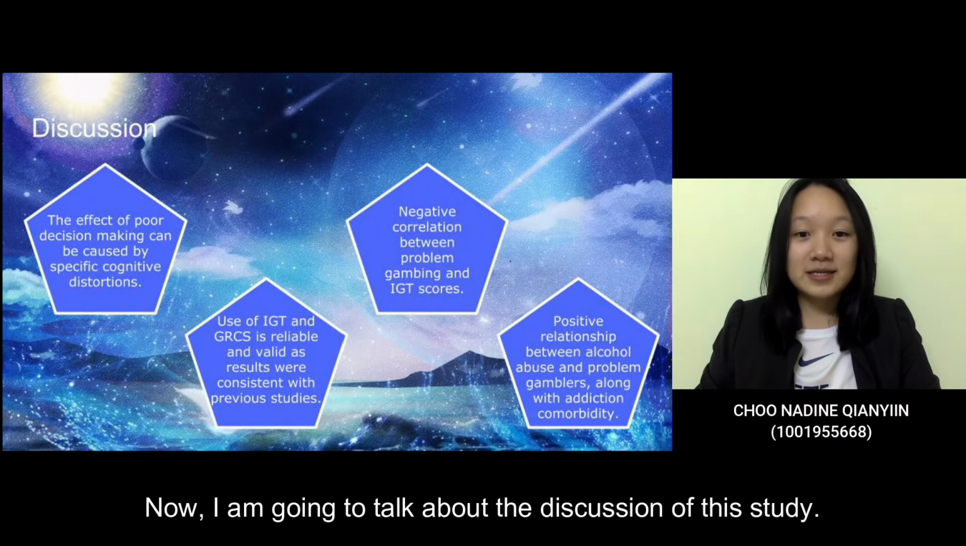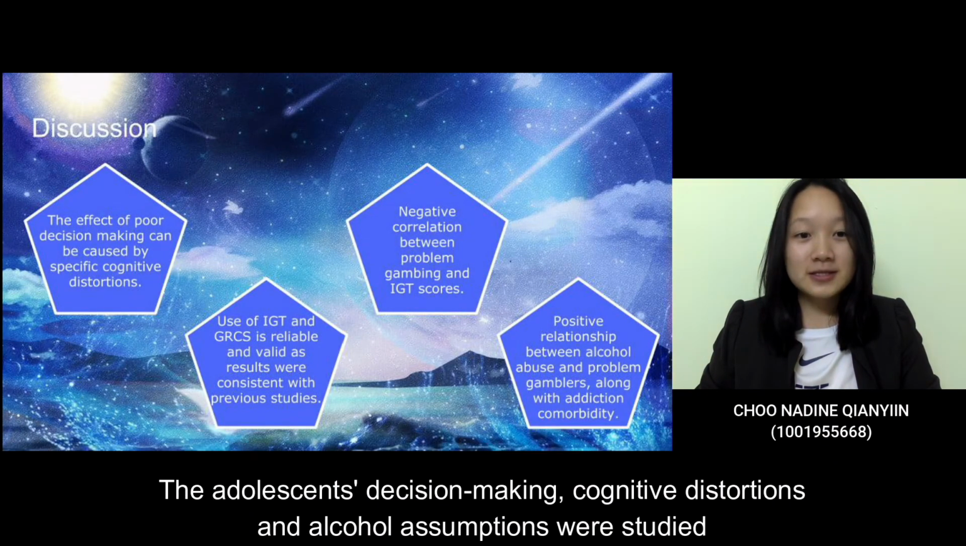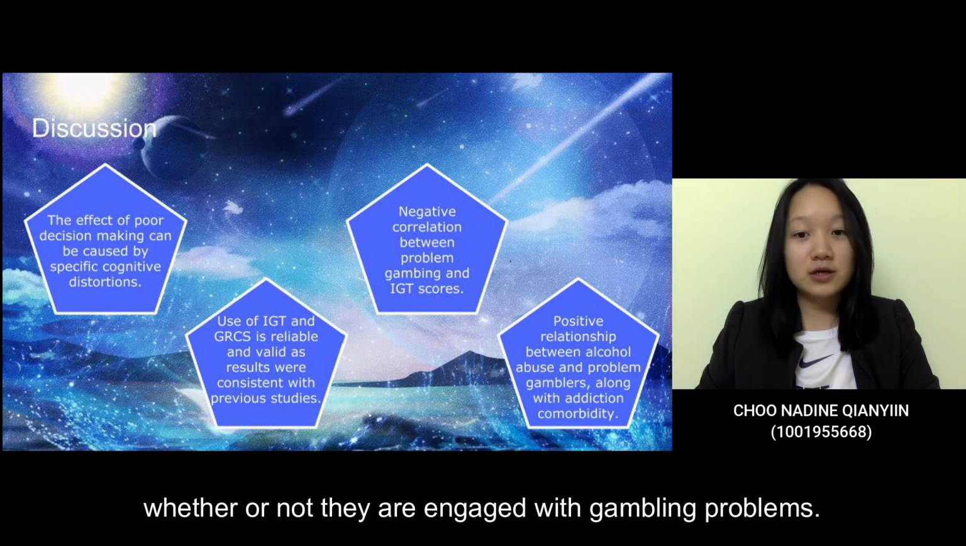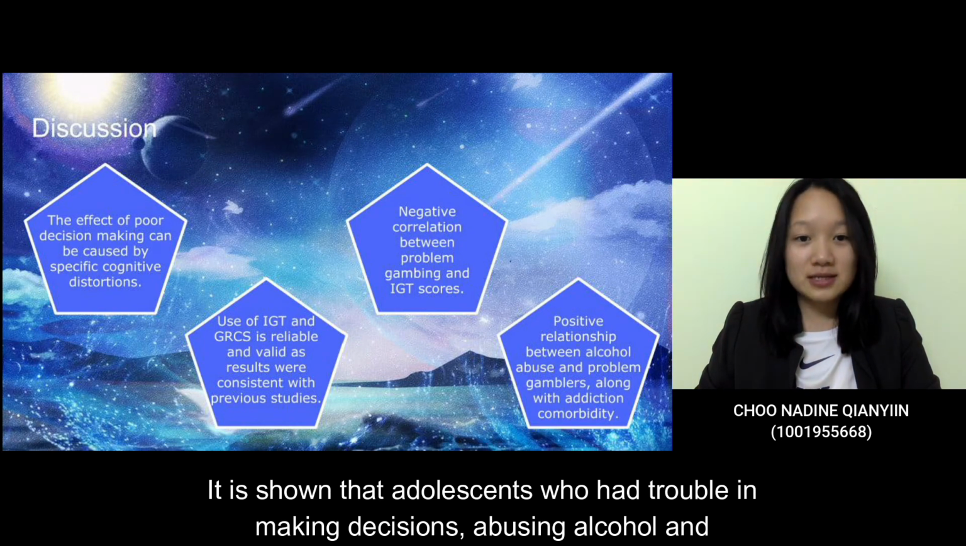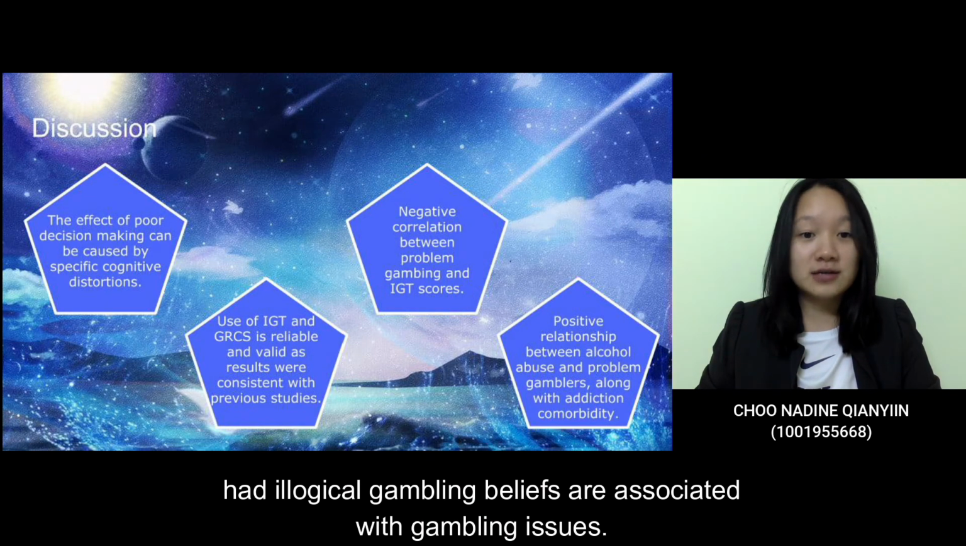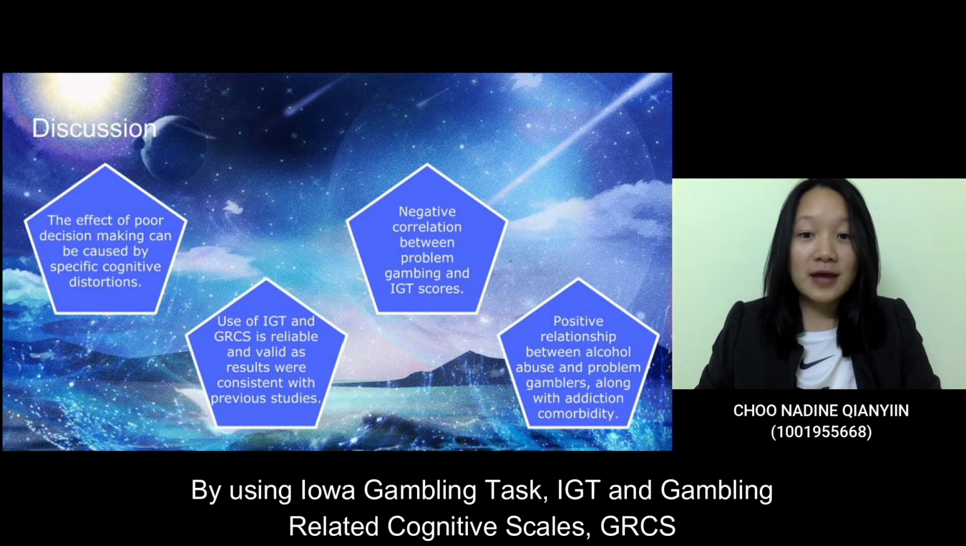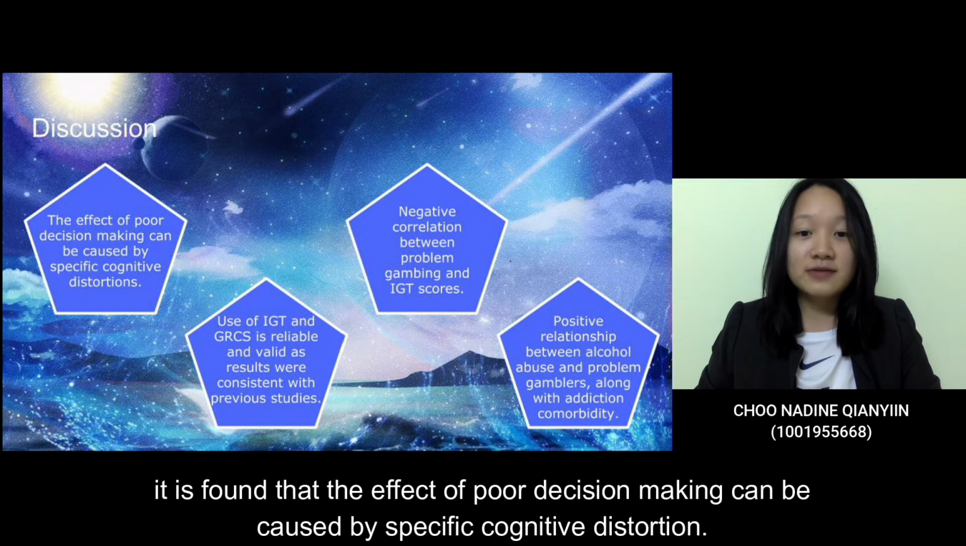Now I'm going to talk about the discussion of this study. The adolescents' decision-making, cognitive distortion, and alcohol consumption were studied to see whether or not they are engaged with gambling problems. It is shown that adolescents who have trouble making decisions, abuse alcohol, and have illogical gambling beliefs are associated with gambling issues. By using the Iowa Gambling Task, IGT, and Gambling-Related Cognitions Scale, GRCS, it is found that the effect of poor decision-making can be caused by specific cognitive distortions.